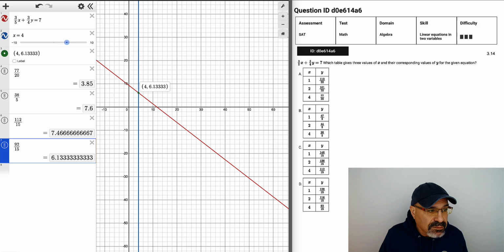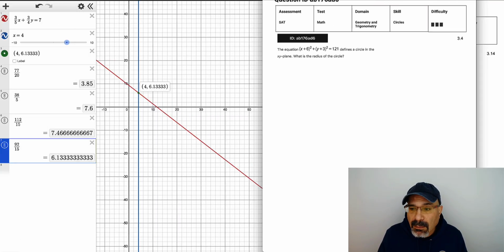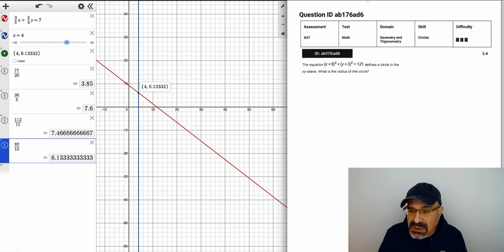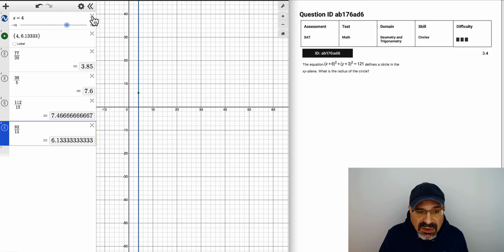All right. Let's get another one of these going on over here. All right. Here is another one. All right, so let's go ahead and clear out our Desmos.